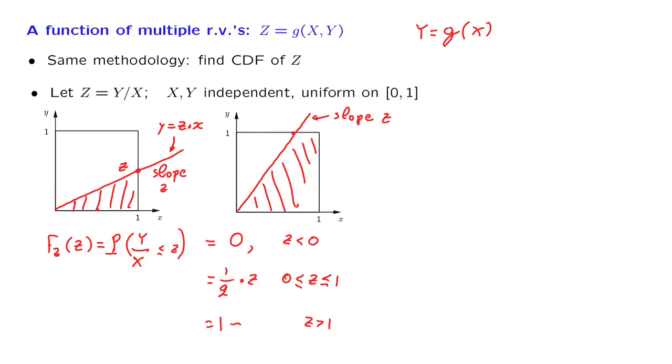What is the area of this triangle? Well, since this line has a slope of z, in order for it to rise to a value of 1, x must be equal to 1 over little z. Therefore, this side of the triangle is 1 over z. And therefore, the area of the triangle is 1/2 times 1 over z, which is this expression here. And so we have found the value of the CDF for all possible choices of little z.